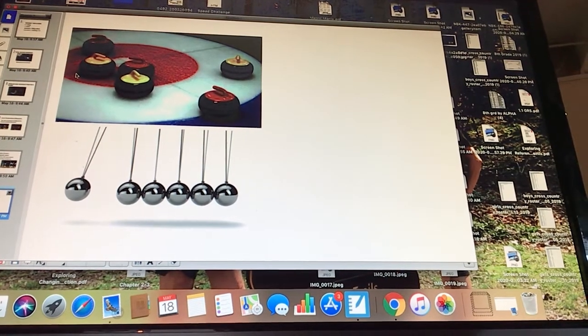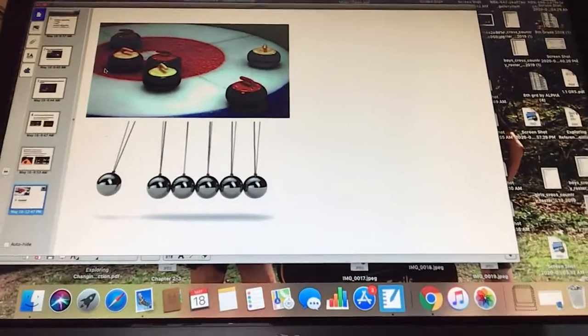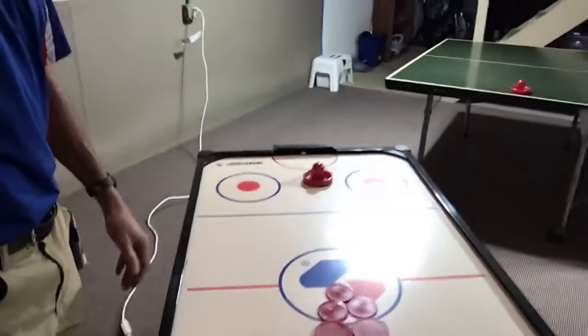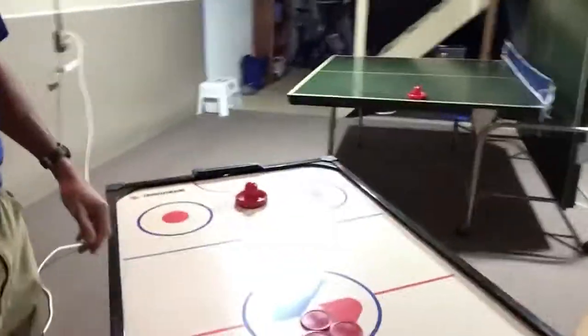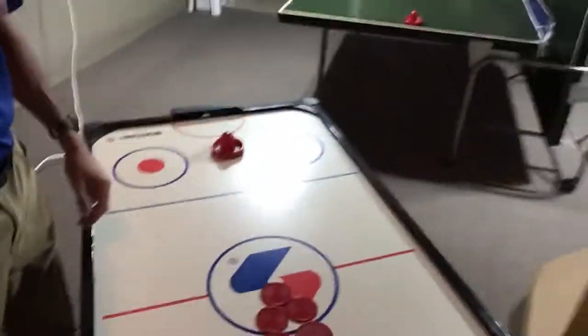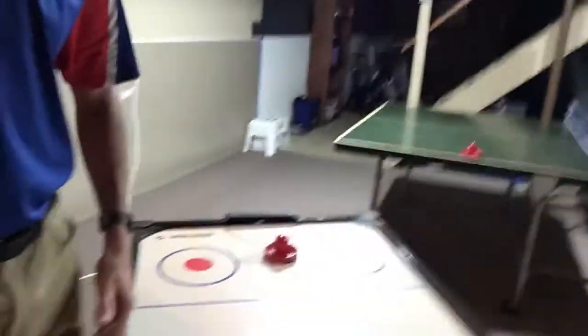All right, I'm going to attempt something here. I'm going to attempt to take the show on the road to the other side of my room here. All right, I've got an air hockey table set up. I don't know if I can do this. Let's see, without too much damage to my basement.